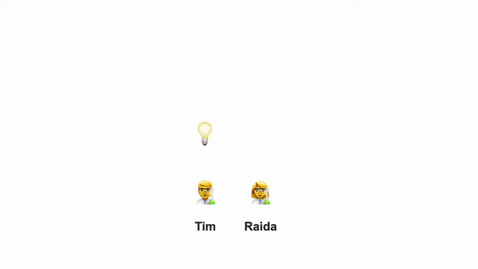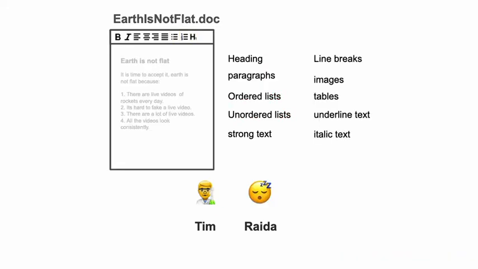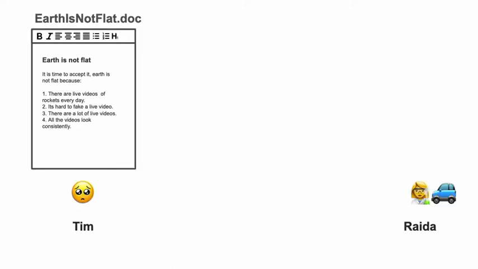If Tim discovers something, he writes it down using a rich text editor, using title, headings, paragraphs, lists, and other elements. It takes a while, but after some time, he's really happy. But Raida is now long gone, probably eating pizza at home.